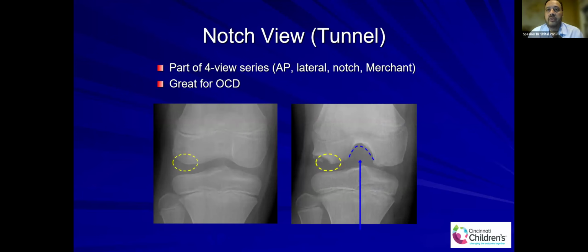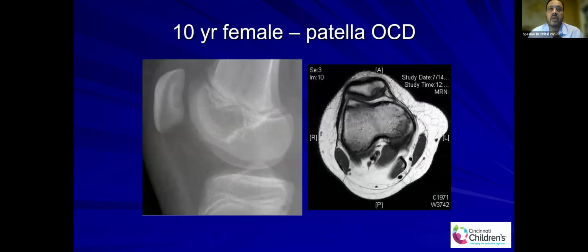And same with the merchant view, which is the axial view of the patella. If you have a patellar OCD, then you can only see it on a merchant view. This is an example of the patellar OCD. You can see it on the lateral here, but the merchant view would show it even better. This is an MRI, but you can get an OCD of the patella as well.